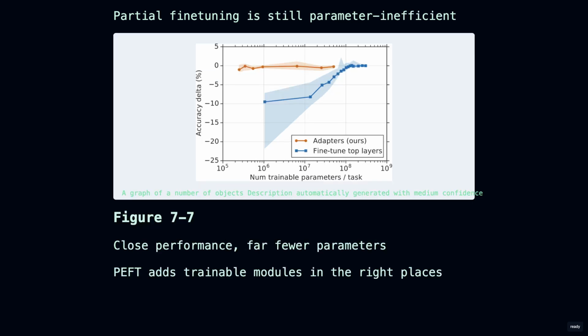Houlsby and colleagues introduced PEFT by showing that you can insert new parameters into a pre-trained model at the right locations and still get strong results. Their adapter approach is one of the earliest and most influential examples.